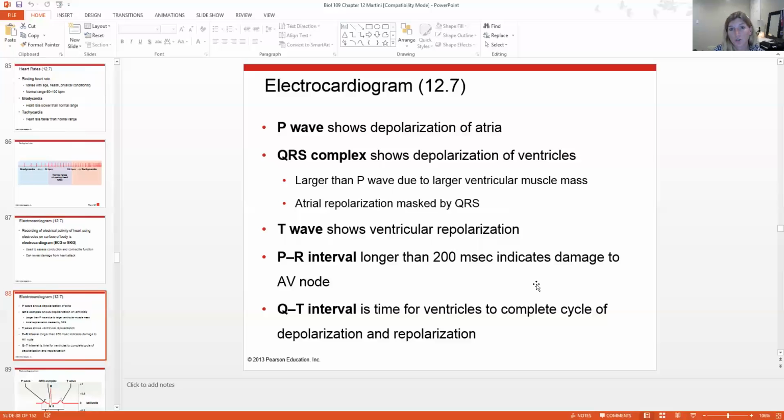The P wave shows the depolarization. QRS complex is showing you the depolarization of the ventricles, which is why it's a very big change, as well as the repolarization of the atria. The T wave is showing you ventricular repolarization, and those are your waves on the EKG. You also have something called a PR interval, which can indicate damage to the AV node, or the QT interval, which is really used to indicate time between depolarization and repolarization.